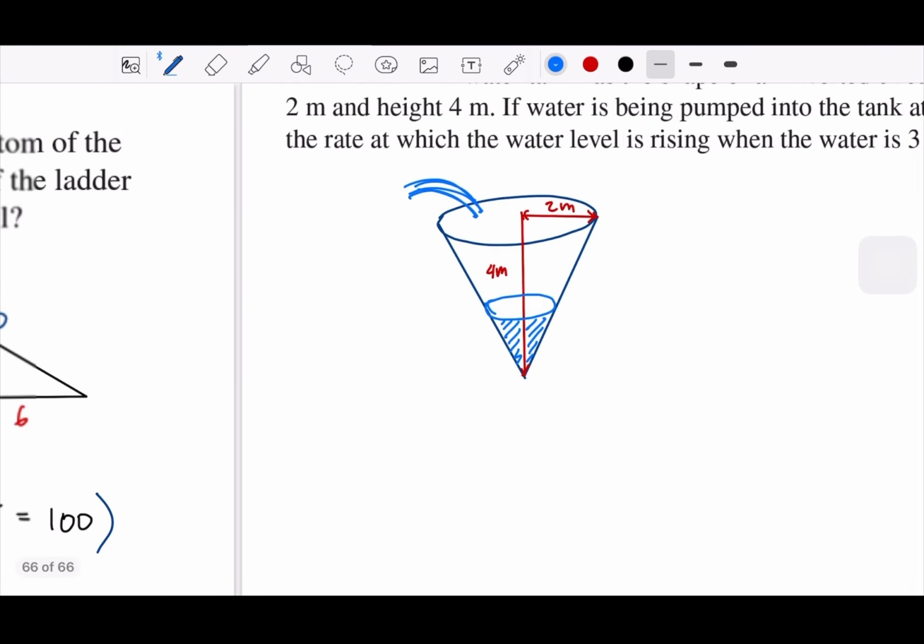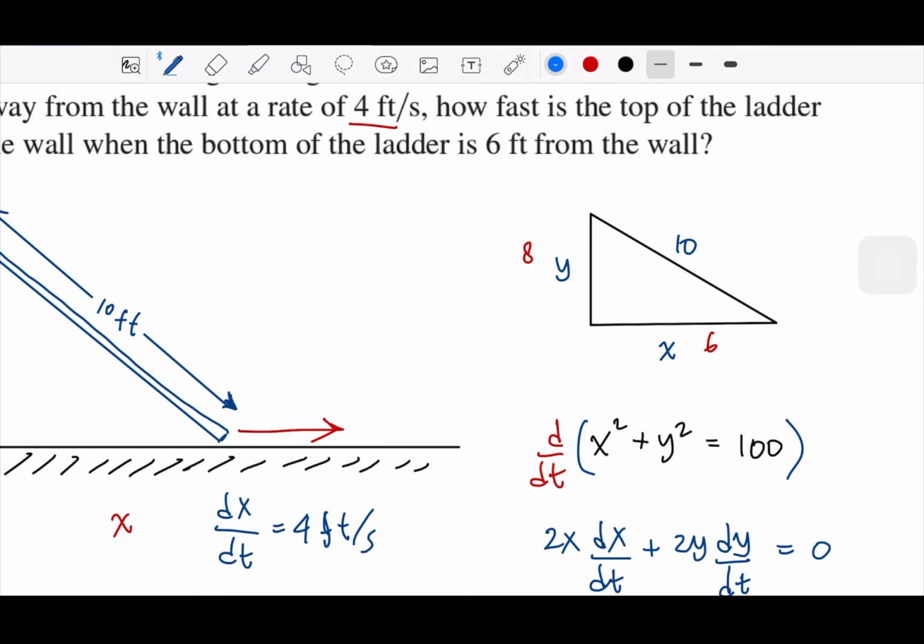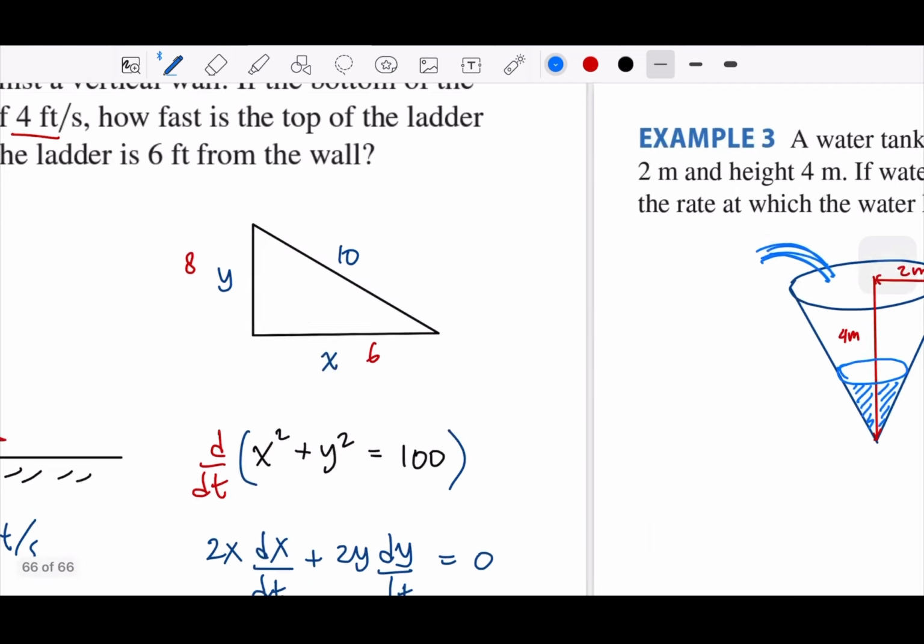Let me go back for a while. The ladder part is the same thing. You need to find the rate when the bottom is 6 feet. Do not write 6 yet, because if you write this, you have a constant. When you deal with this, you will find, oh, what did I miss? So write this as x, because it's changing. You can plug the 6 in later at the end of the conclusion. So same thing here.